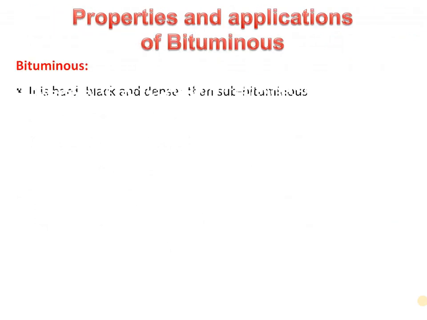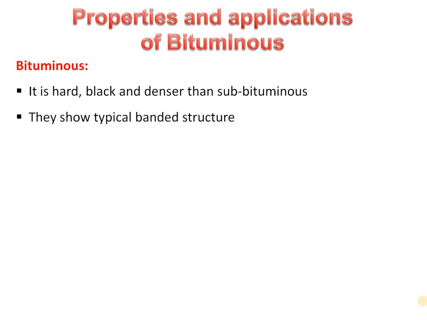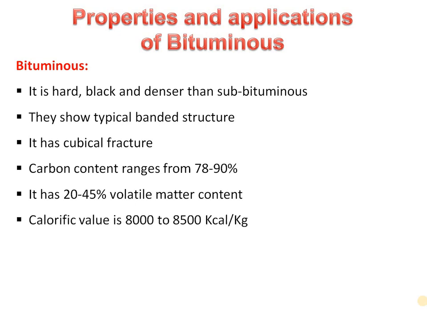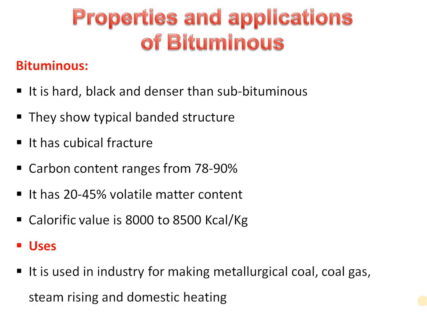The bituminous properties. It is hard, black and denser than subbituminous. They show typical banded structure. It has cubical fracture. Carbon content ranges from 78 to 90%. It has 20 to 45% volatile matter content. Calorific value is 8000 to 8500 kilocalorie per kg. Uses of bituminous: it is used in industry for making metallurgical coal gas, steam raising and domestic heating.